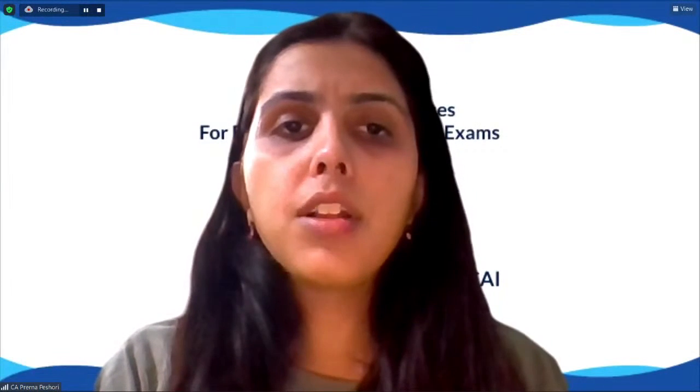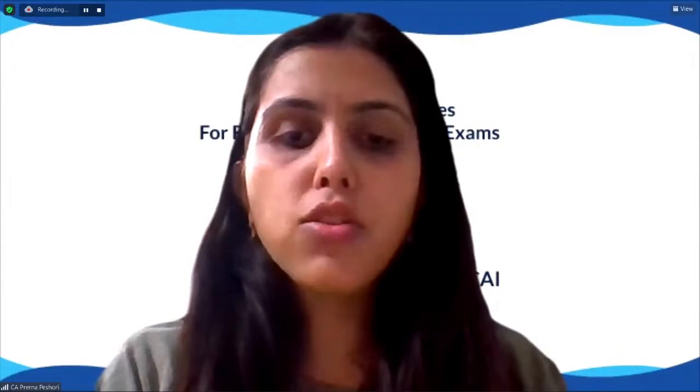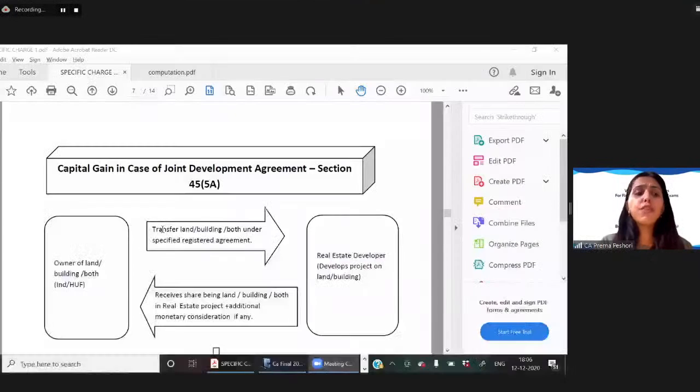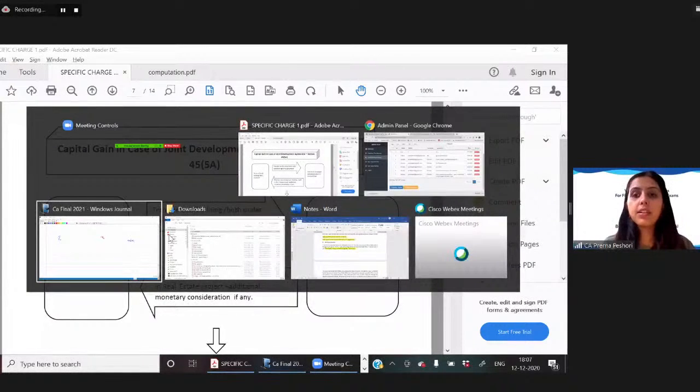If there are no further doubts, then let's move ahead to the next section under specific charge. 45(5)(a), joint development of the property. Capital gain in case of joint development agreement. Now, what is that? Let's try and understand.